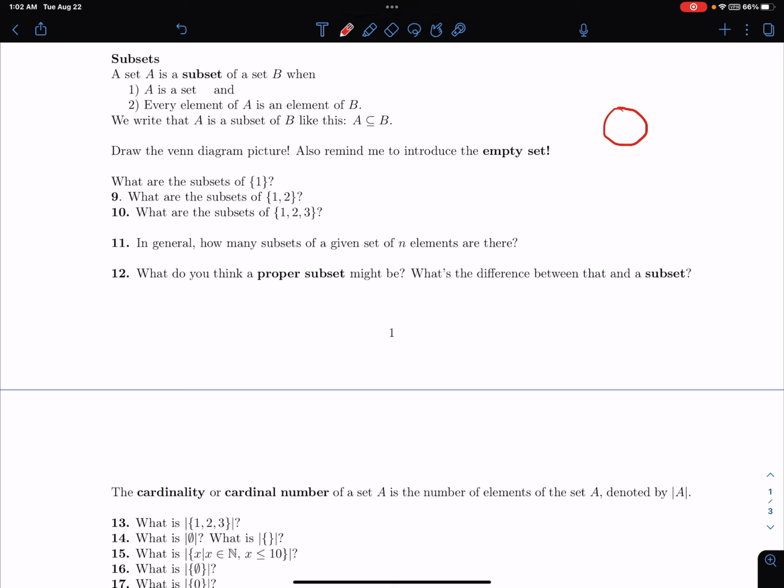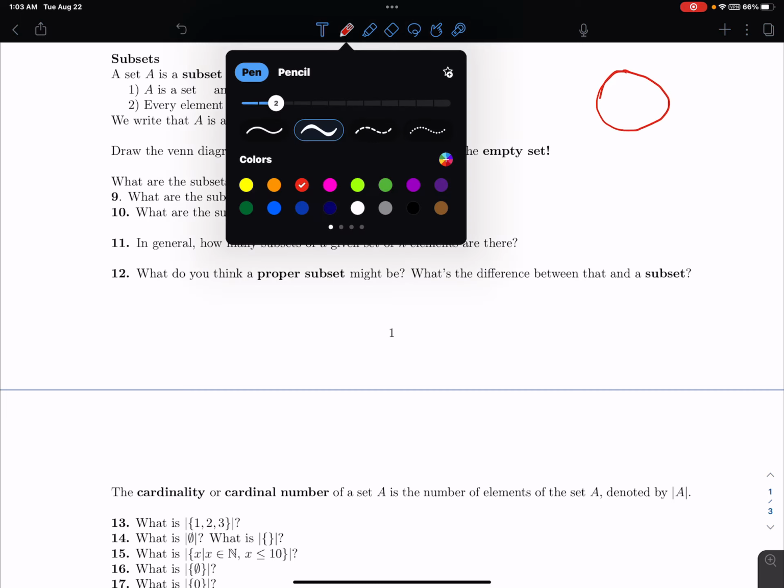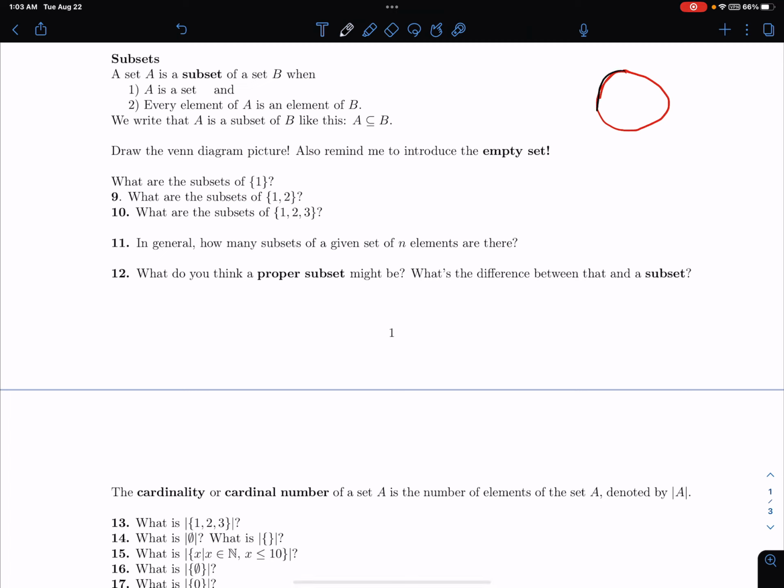Here's a set. Here's a bigger set. This guy here is the subset, the one that's inside of the other one. Okay? And now, sometimes you also have sets that are equal. Like the same set is actually its own subset because it's sort of vacuously true, right? It's automatically inside of itself.